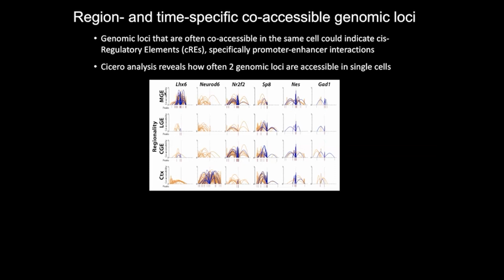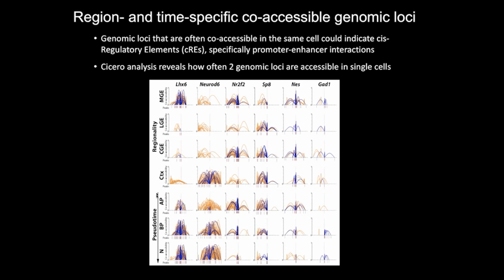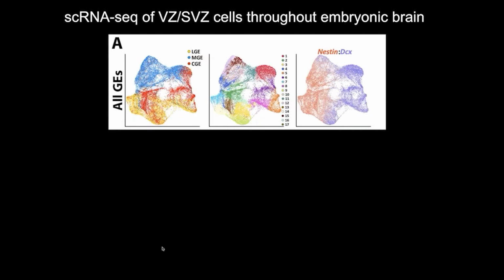So nearly every MGE cell where the LHX6 promoter is accessible also has a region over here that's accessible, and that could be indicative of a possible enhancer that's regulating expression for LHX6. And again, we've done this type of analysis for the 4 different brain regions for a variety of genes. We've also done it over pseudotime, so looking at changes in co-accessibility profiles in apical progenitors, basal progenitors, and neurons.